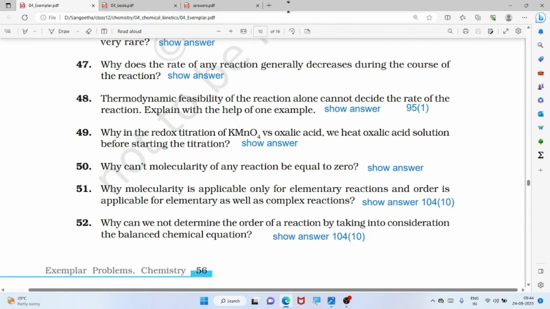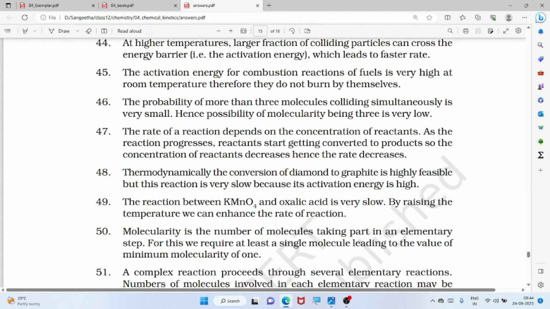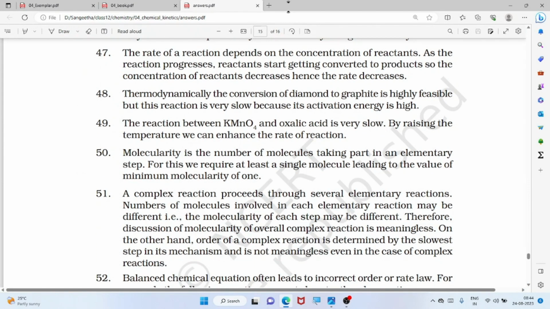Thermodynamic feasibility of the reaction alone cannot decide the rate of the reaction. Explain with the help of an example. Okay, 48. Thermodynamically, the conversion of diamond to graphite is highly feasible, but this reaction is very slow because the activation energy is very high.